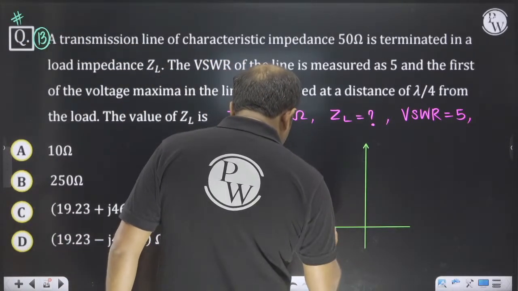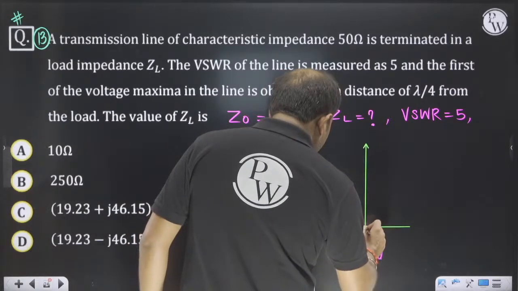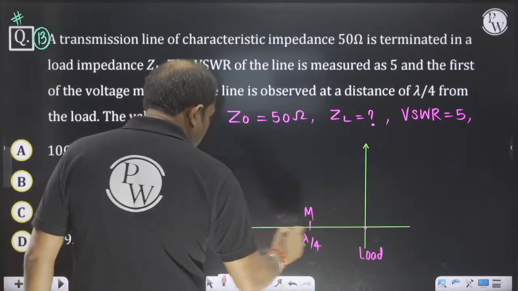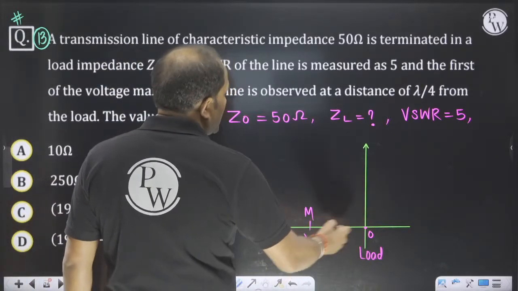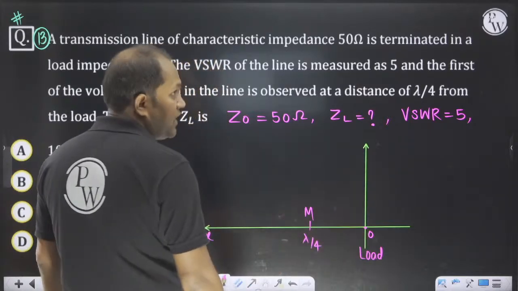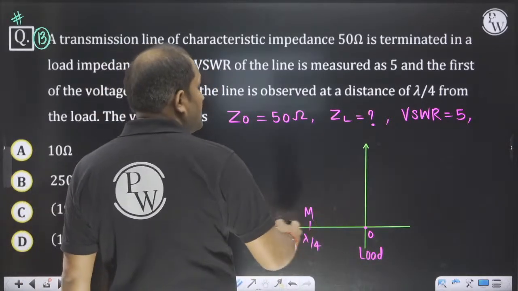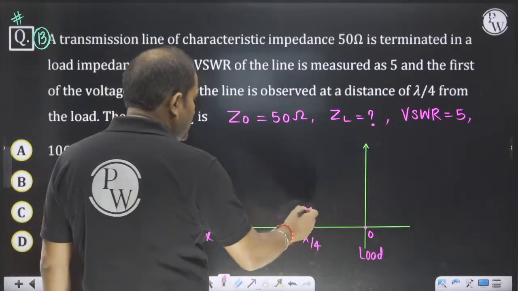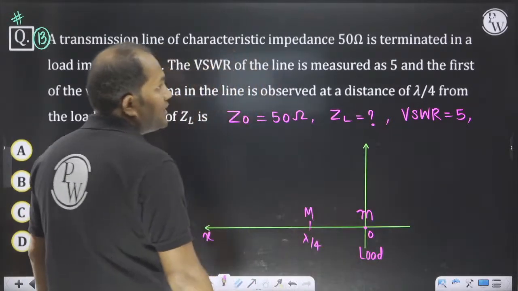So here it is maxima, and this is the load, x is equal to 0. We know that the maxima and minima distance is lambda by 4, maxima to maxima distance is lambda by 2, and minima to minima distance is lambda by 2. So at this point it is maxima, and it is sure that at the load point it is minima.